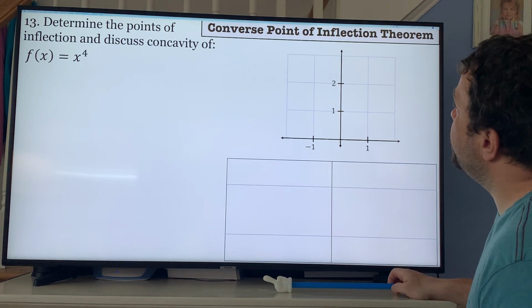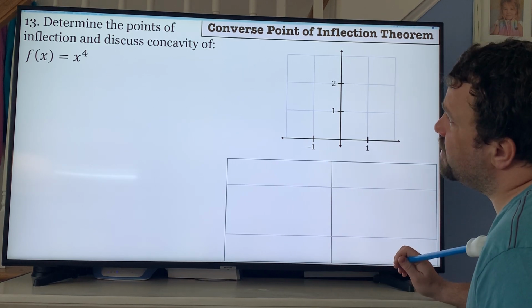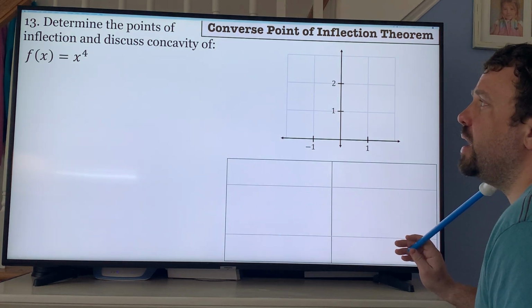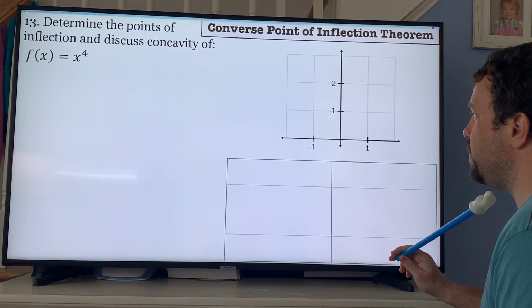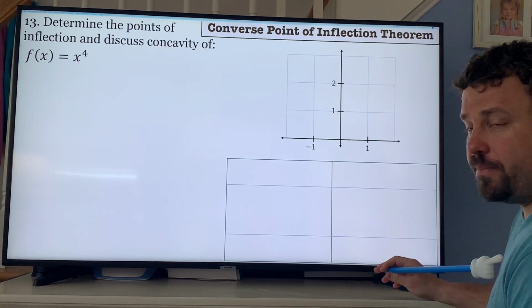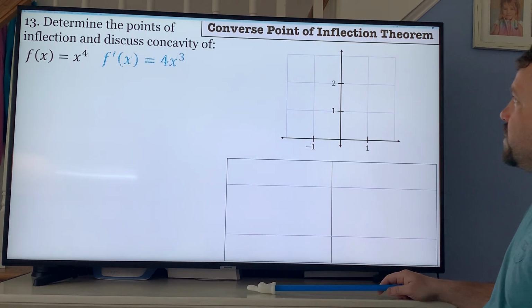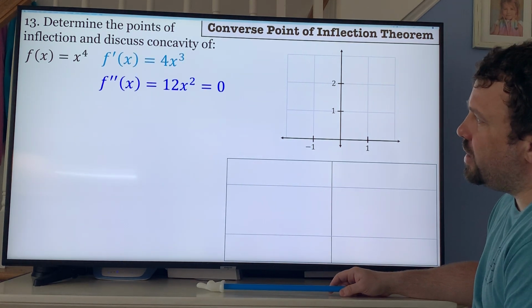All right, so converse, point of inflection and theorem. Determine the points of concavity and inflection, and discuss the concavity of x to the 4th power. Ready? Here we go. So first thing here, derive.